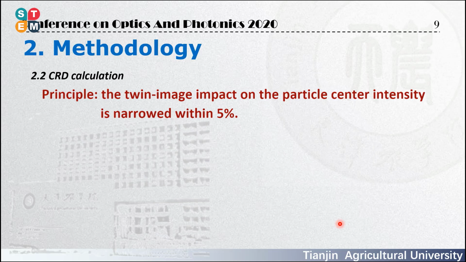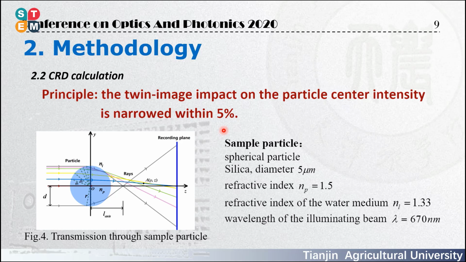Then here comes the second problem, how to calculate CRD, and the CRD calculation. First, we tell the principle. The twin image impact is the principle to calculate the CRD. The twin image impact on the particle center intensity should be narrowed within 5%. Then we simulate the sample particle with transmitted rays. The sample particle is a spherical silica particle. The diameter is 5 micrometers.